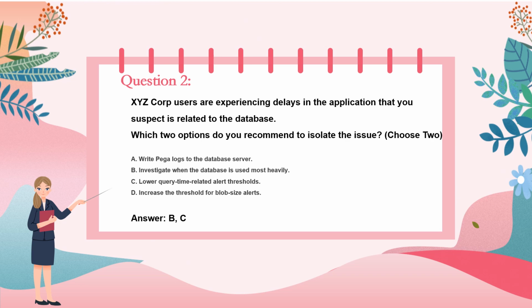Question 2. XYZ Corp users are experiencing delays in the application that you suspect is related to the database. Which two options do you recommend to isolate the issue? Choose 2. A. Write Pega logs to the database server. B. Investigate when the database is used most heavily. C. Lower query time-related alert thresholds. D. Increase the threshold for blob size alerts. Answer. B, C.